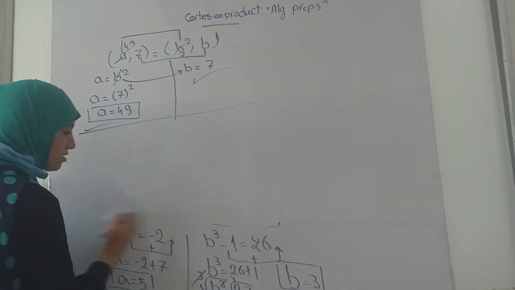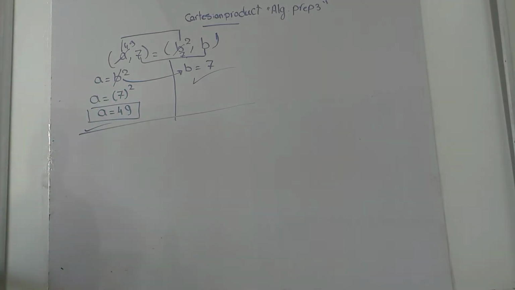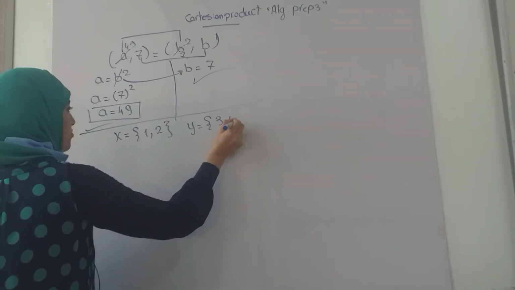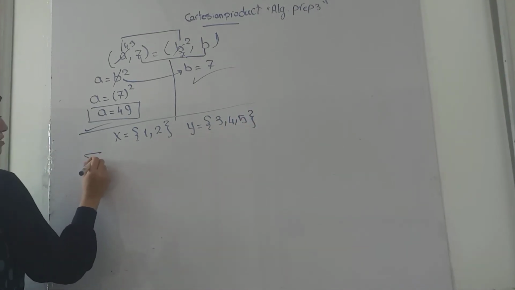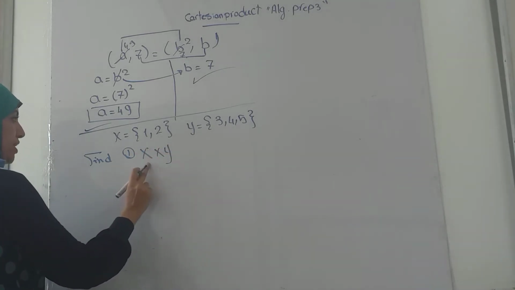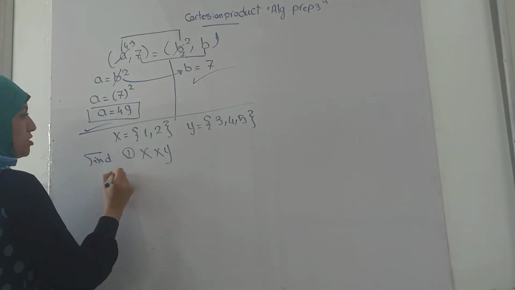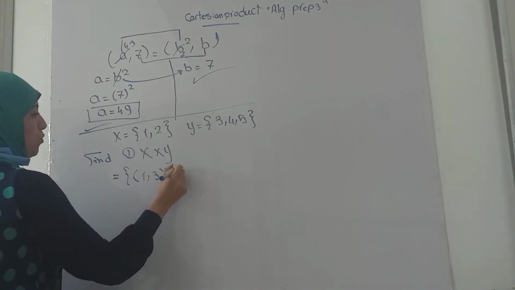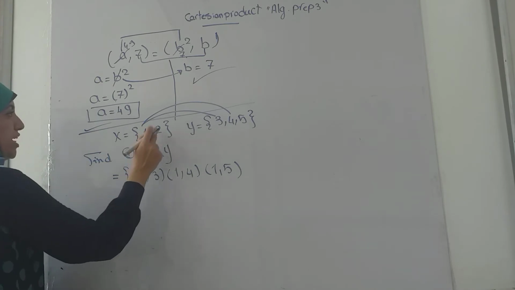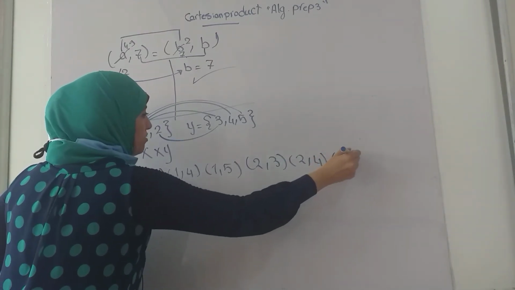We can take an example on Cartesian product, not on ordered pair. Let's take an example. If x equals {1, 2} and y equals {3, 4, 5}, find number 1, x Cartesian product y. X Cartesian product y means each element in x has an image in y, taking elements from y. So x by y equals (1, 3), (1, 4), (1, 5). After 1 we take 2: (2, 3), (2, 4), (2, 5).